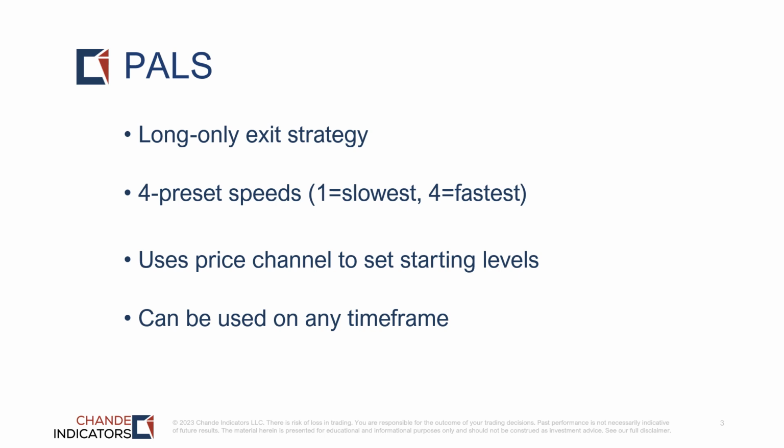It comes with 4 preset speeds to make life easier, with 1 being the slowest and 4 being the fastest. Importantly, it uses price channels to set the starting levels, which is crucial to make them predictable and easy to live with. And importantly, it can be used on any time frame: intraday, daily, weekly, or so on.